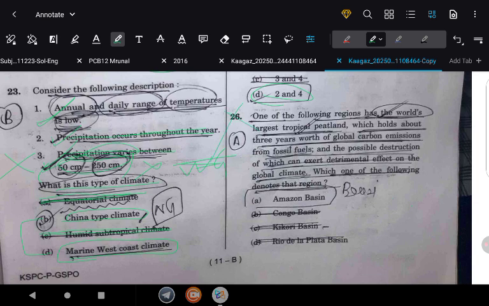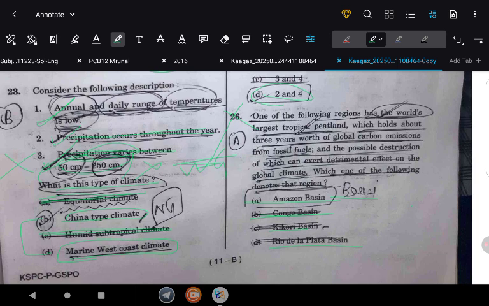I got it wrong, and though it has the conventional tricks or methods which you use to eliminate options, a couple of them were getting applied in the same question, so I got a bit confused. So I thought a tropical peatland of such size must be the Amazon basin in Brazil. But then UPSC has been asking a lot of stuff about Congo and the African things, so I thought it can also be the answer. And then there is also the other problem of the Kikori basin and Rio de Plata basin.